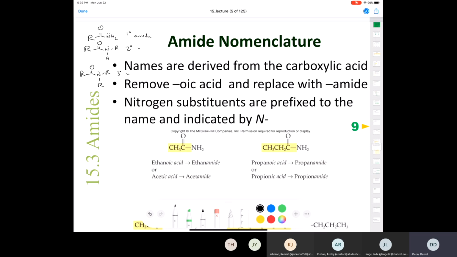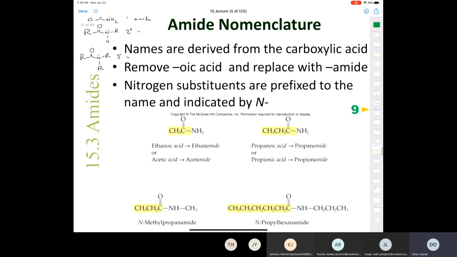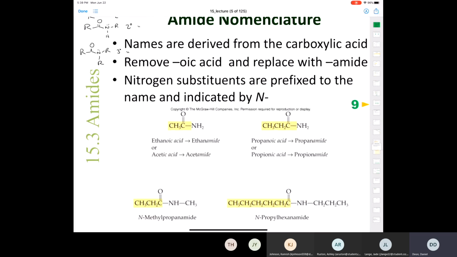Now it says here that the names of amides are derived from the carboxylic acid. So what does that mean? Organic chemistry is a beautiful thing. What I mean is that as long as you follow the nomenclature in chapter 14 for carboxylic acids, that's going to help you a ton in the nomenclature here. If you mastered that, you're going to find naming amides not all that bad. So what we do is, if we had an IUPAC name that ended in oic acid, we removed the oic acid and replaced it with amide.